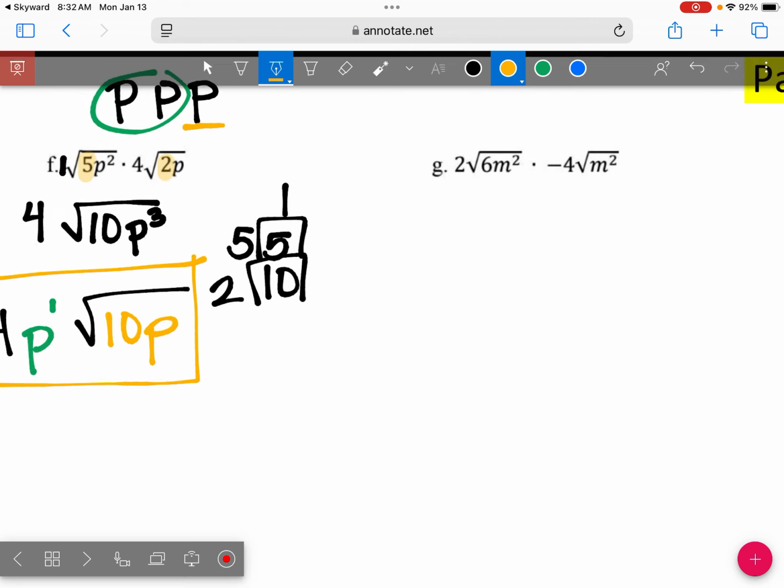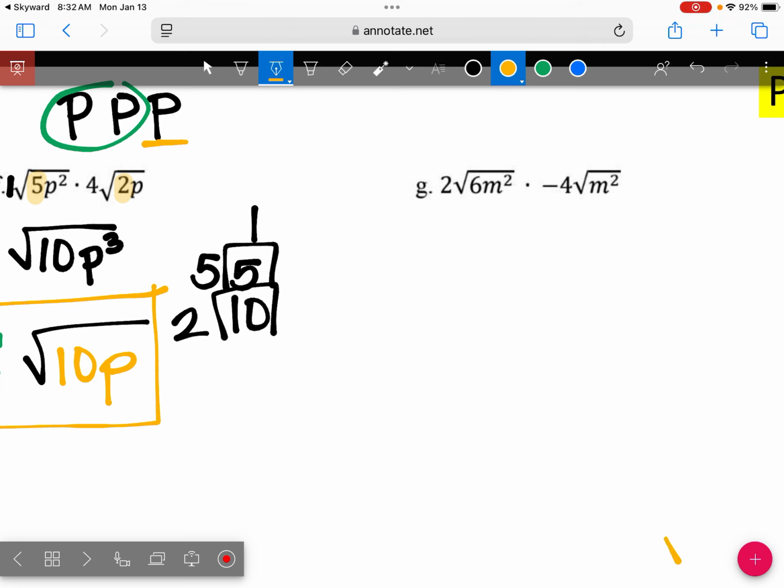All right, I want to give you a couple minutes to try to do G. I'm going to come around and see what they look like. So everyone work on question G. Let's see what it looks like.